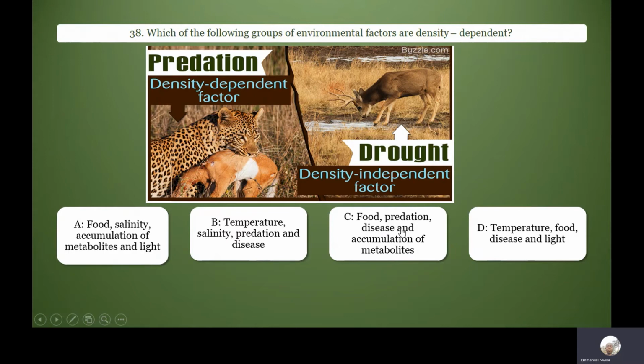Food, predation, accumulation of metabolites. They are density dependent.